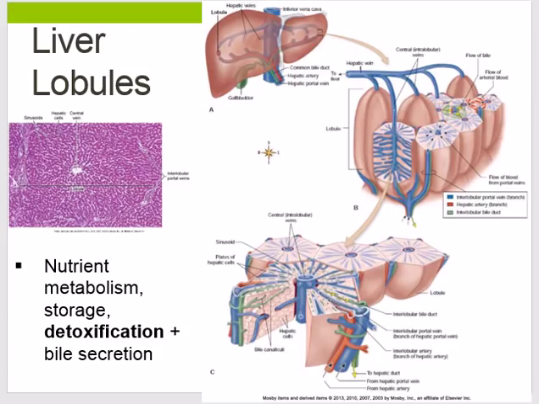So in summary then, the liver lobules are involved in nutrient metabolism, involved in storage. An example of storage would be glycogen. Our liver stores glucose as glycogen so that when we need to increase our glucose levels in our blood, it can be broken down. It's involved in detoxification, which was the main thing that we spoke about on this slide when we discussed the liver lobules. And it's also involved in bile secretion, which will be discussed next.